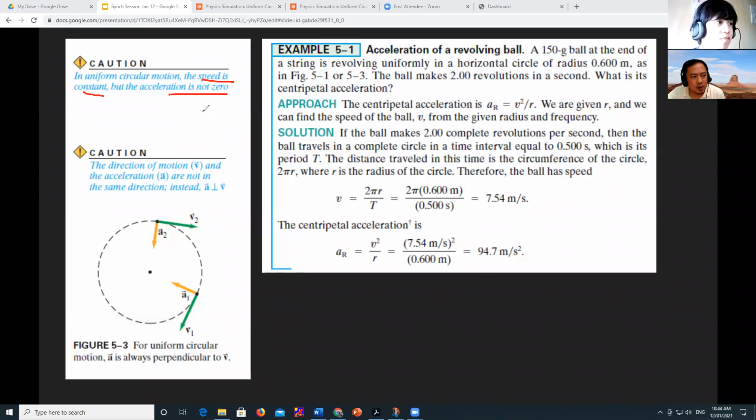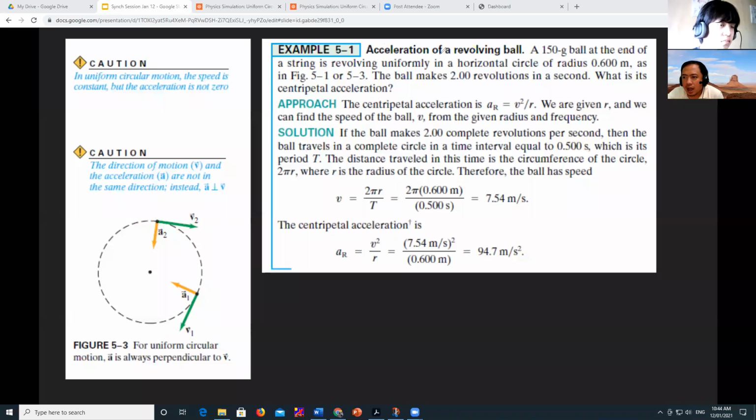And that is why you use similar triangles to derive that one, v squared over r, which is the centripetal acceleration. Another caution: the direction of motion, the velocity v, and the acceleration are not in the same direction. Instead, they are always perpendicular to each other. So this is the centripetal acceleration inward towards the center of the circle, and this is the velocity, and they are perpendicular to each other. As a result, the object is moving in a uniform circular motion. So here, too, the acceleration and the velocity are always perpendicular to each other. Okay?